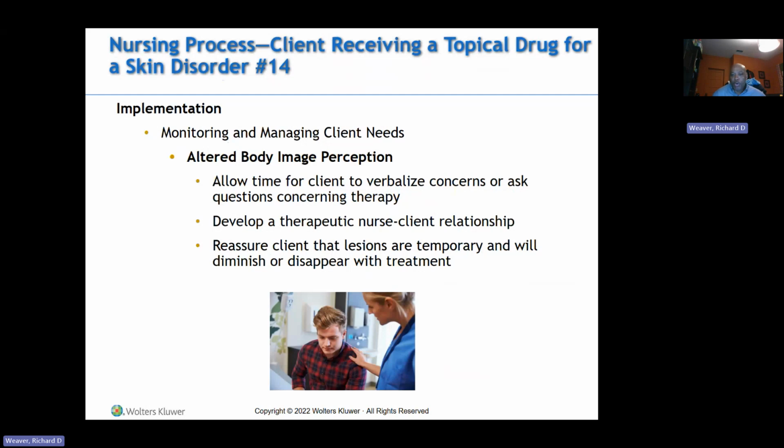All right. So it is important to develop a therapeutic nurse-client relationship that conveys an attitude of caring and fosters a sense of trust. That's the key.